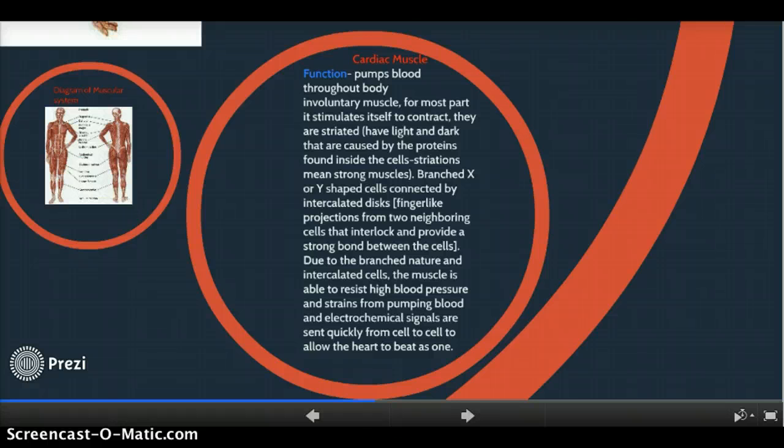The cardiac muscle functions by pumping blood throughout the body. It is an involuntary muscle. For the most part, it stimulates itself to contract, and it is striated. It has branched X or Y shaped cells connected by intercalated discs. They're finger-like projections from 2 neighboring cells that interlock and provide a strong bond between the cells. Due to the branched nature and intercalated discs, the muscle is able to resist high blood pressure and strains from pumping blood, and electrochemical signals are sent quickly from cell to cell to allow the heart to beat as one.